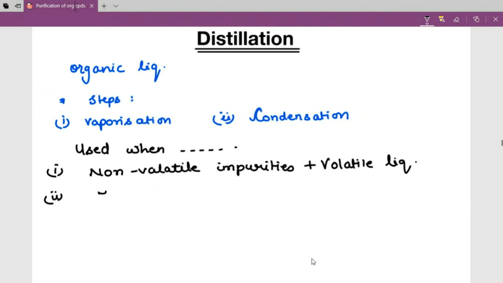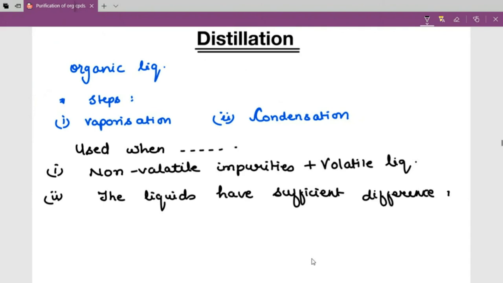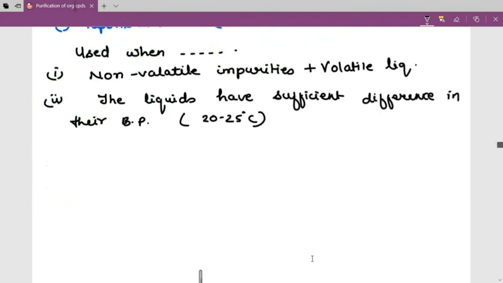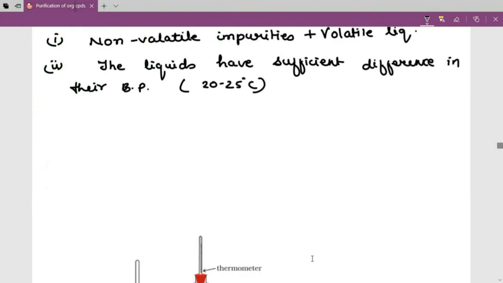But the liquids which we have should have a sufficient difference in their boiling points. So what is this sufficient? Usually somewhere around a 20 to 25 degrees centigrade difference has to be there in the two liquids for them to be separated by normal distillation. If it is less than this, then we cannot separate them by this method.